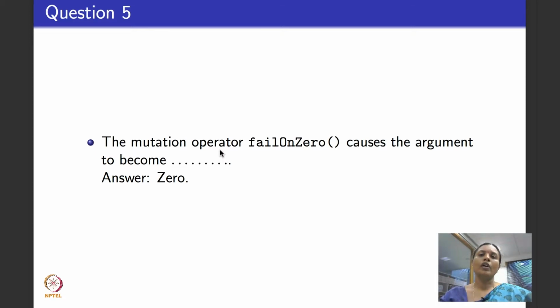The idea of having this operator was that when the developer is doing unit testing, he is supposed to be responsible for making every variable 0 and testing program behavior for that variable. This mutation operator fail on 0 does precisely that. It makes every variable 0 and tests the program for the 0. So it just causes the argument to become 0.